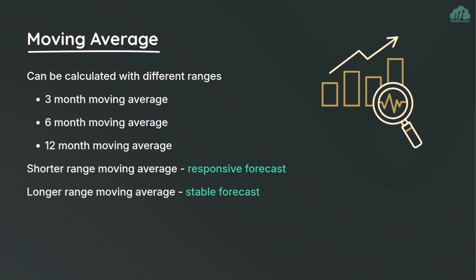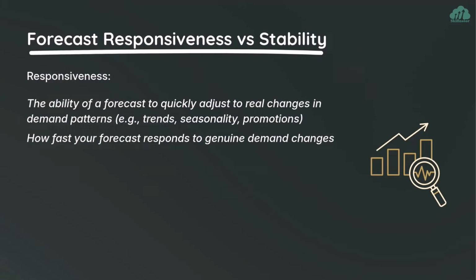Using a shorter range for moving average will produce a responsive or a volatile forecast, whereas using a longer range of average will produce a more stable forecast. This brings us to an important concept, that is forecast responsiveness versus stability. Responsiveness refers to the ability of a forecast to quickly adjust to real changes in demand patterns. In other words, it refers to how fast your forecast responds to genuine changes in demand.